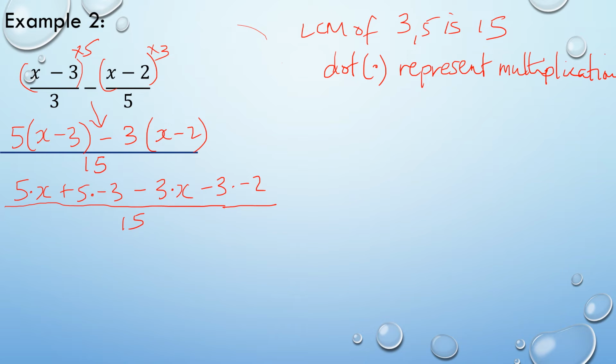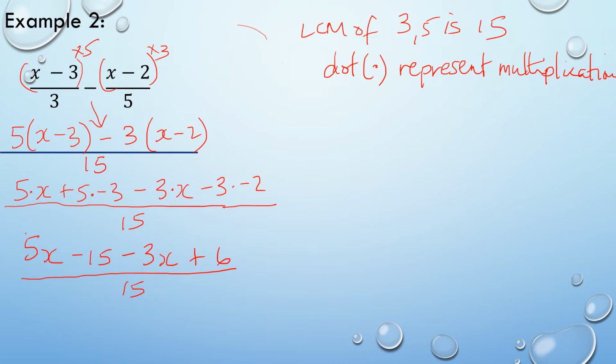Good. So 5x minus 15 minus 3x plus 6. A negative and a negative gives us a positive. Remember, we talk about the rules that we have to apply. So negative 3 by x is negative 3x. Negative 3 by negative 2 will give me a plus 6.